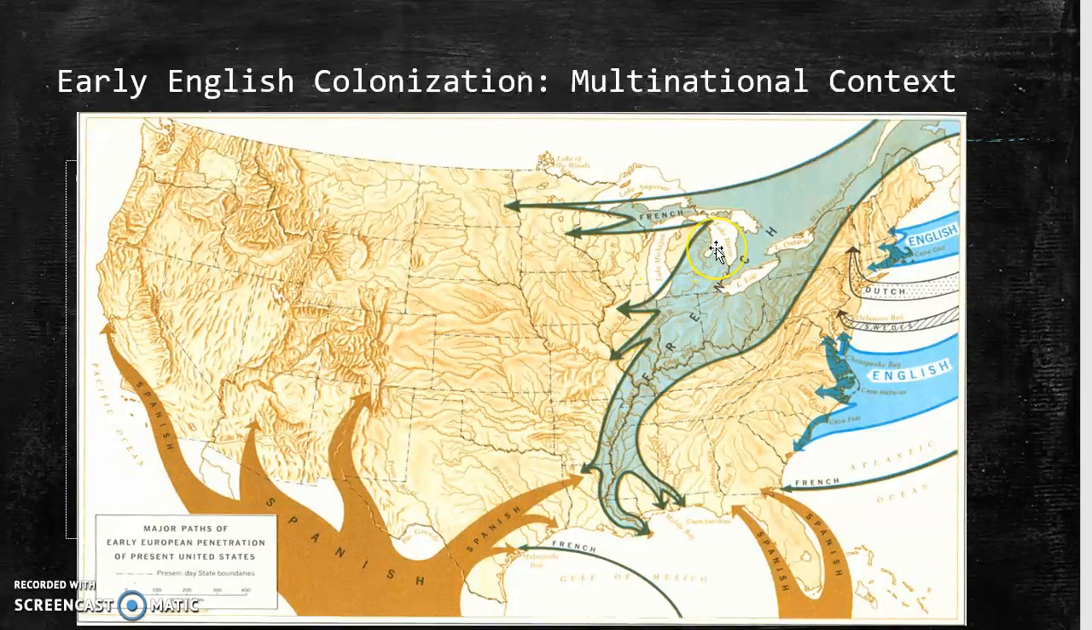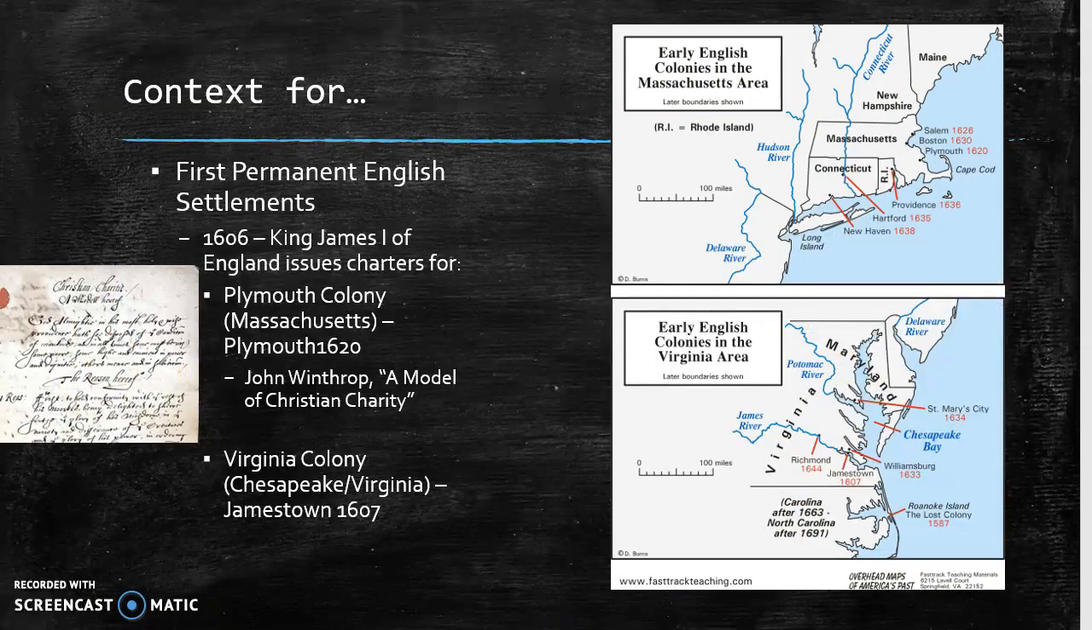So it's really important when we study American history to keep in mind that there are in fact other nations in the world besides the United States, and that the history of the United States is very multinational. So that is the context for the first permanent English settlements in North America. One of which, actually the first one, was down in Virginia. There's Jamestown, founded 1607. You will read all about that in Zen, chapter 2.